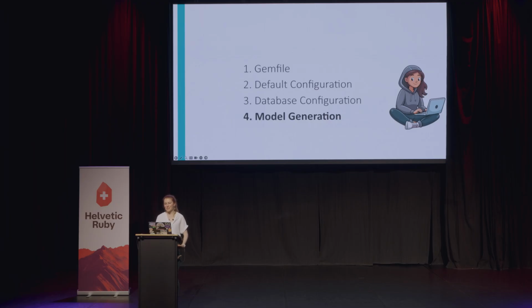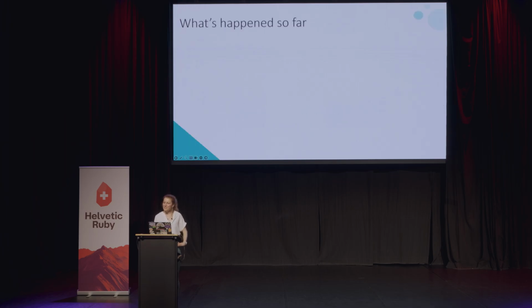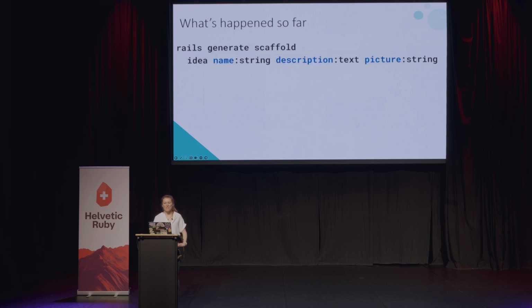Holy heck, we're at the last topic, model generation. And for this, Zoe dives into ActiveRecord.rb. But first, let's review what Zoe did at the Rails Girls event. She ran Rails generate scaffold with the table name idea, then the attributes with their types, name string, description text, and picture string. Running Rails generate scaffold created a migration file to create her ideas table.